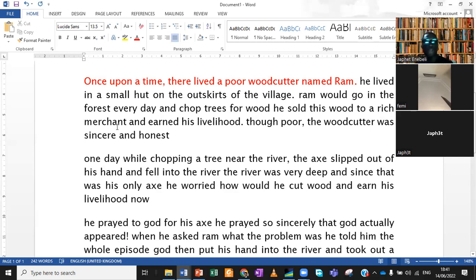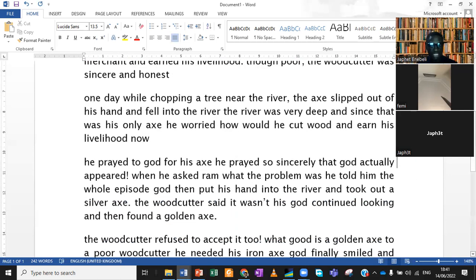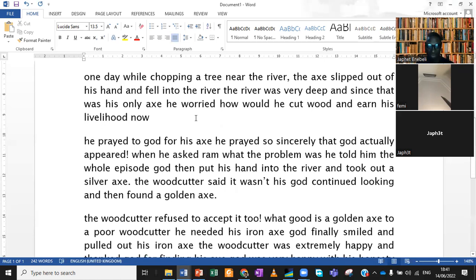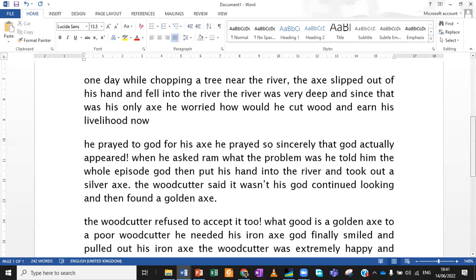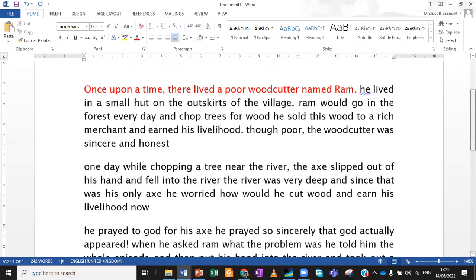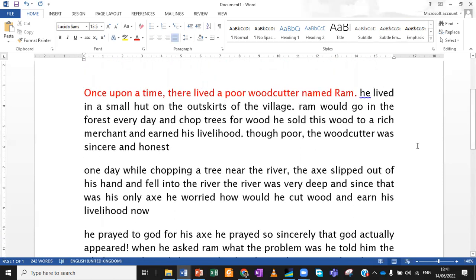Continue. You are going to do this for me, and then I'm going to send these other ones for you to do yourself. Okay? All right. So continue, please. Can you scroll down a bit? Okay. So he lived in a small hut on the outskirts of the village.